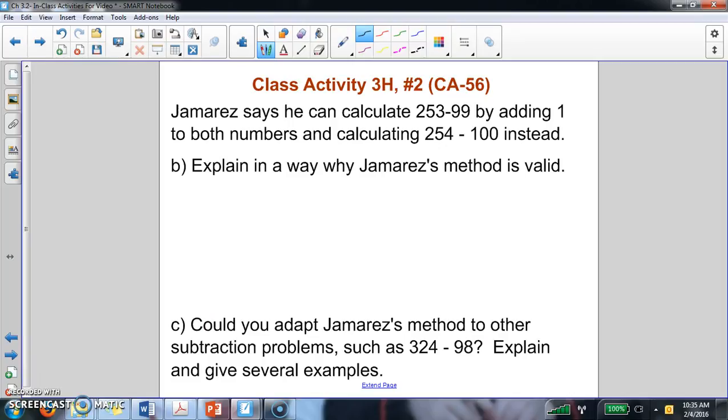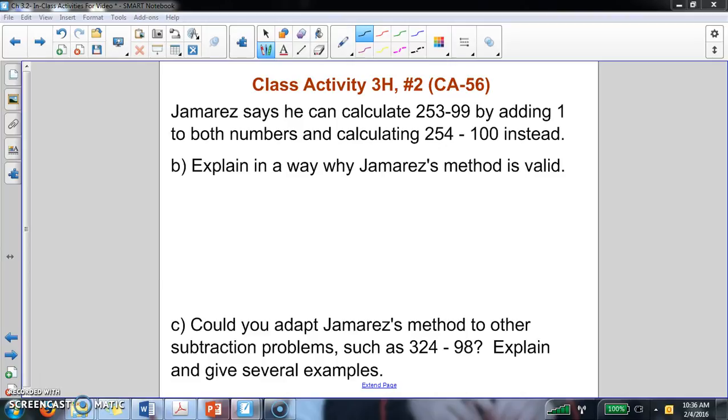Now our last activity here was to have you examine what it is that Ramirez is doing. So Ramirez says he can calculate 253 minus 99 by adding 1 to both numbers and calculating 254 minus 100. And the question is, is this correct? Now if I pull out a calculator and I do 254 minus 100, I will end up with 154. If I do 253 minus 99, I still end up with 154. Now what is happening? Why would that work?